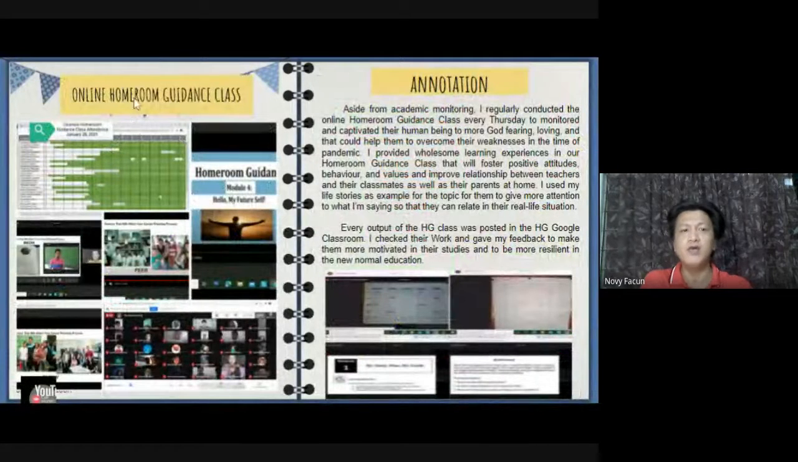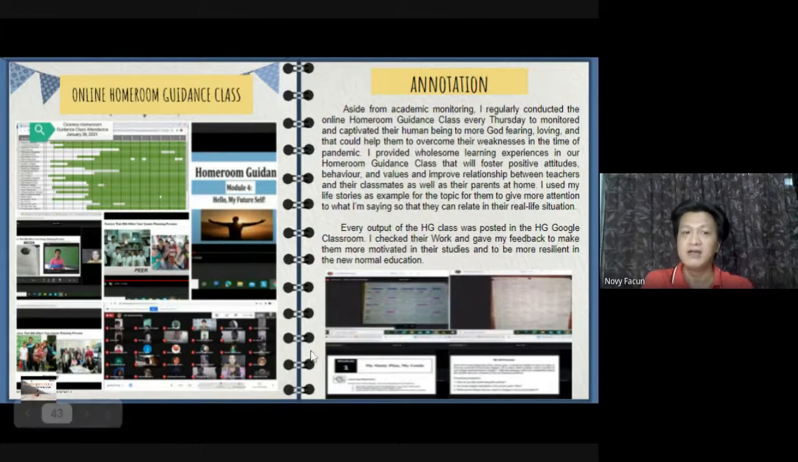And I also conduct online homeroom guidance class. So, we need to monitor not only the academic side but also their being good persons, to captivate their humanity to be more God-fearing and loving, and that could help them overcome their weaknesses in this time of pandemic. Because some children we think are okay, but when we talk to them, we feel their weaknesses and strengths, and that we still need to stay strong. So that they can overcome it. I use my own experience during my high school so they can see the relevance, that, oh, I can do it. If sir could do it, I can too. So, those are our examples.